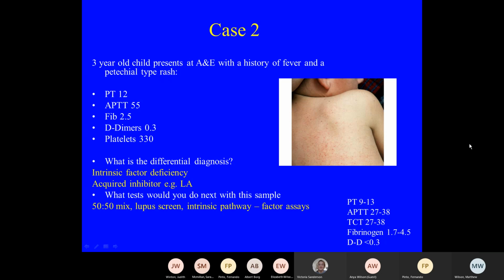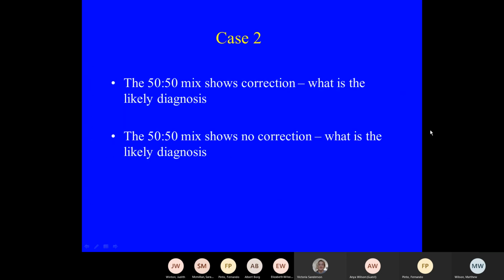And lupus is an antibody that interferes with this coagulation cascade, whether you have enough factor or not. So if you add more factor, it doesn't really normally change much. So that's right: the 50-50, lupus screen and intrinsic pathway. So next. In this case, the 50-50 shows some correction. So what is the likely diagnosis?